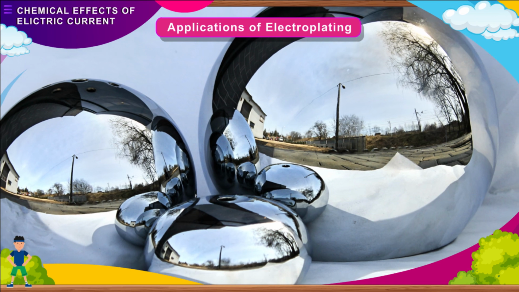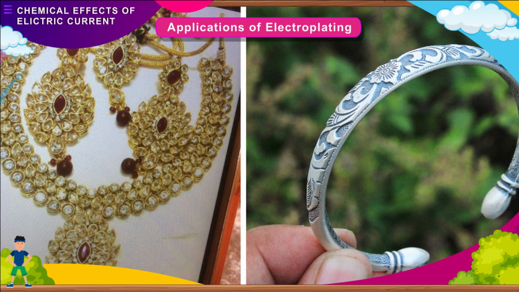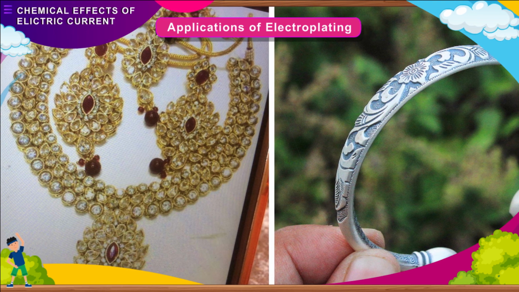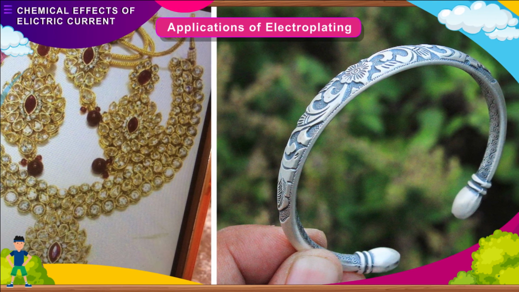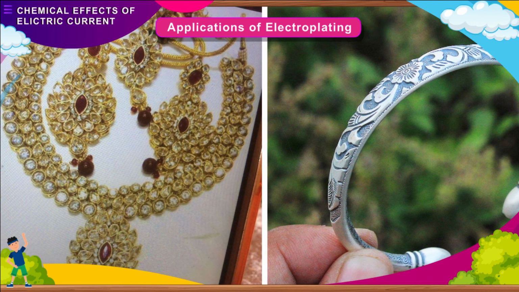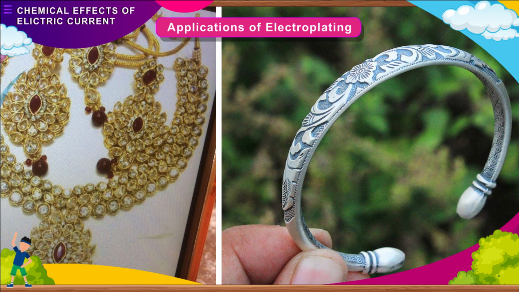However, it is expensive and may not be economical to make the whole object out of chromium. So, a cheaper metal is used and only a coating of chromium over it is deposited. Jewelry makers electroplate gold and silver on less expensive metals. These ornaments have the appearance of silver or gold but are less expensive.